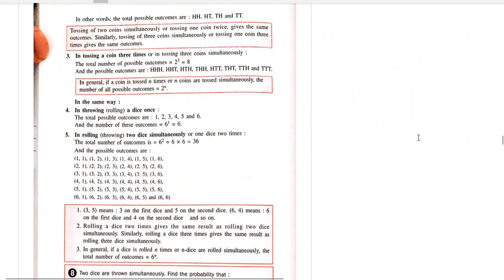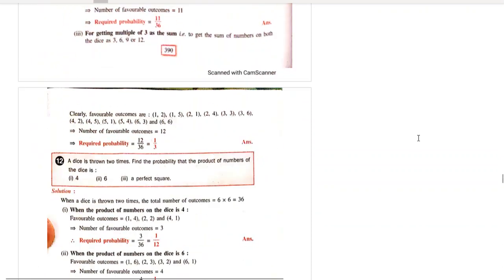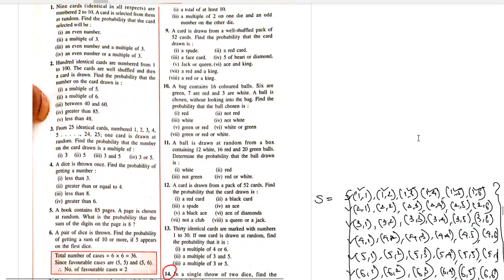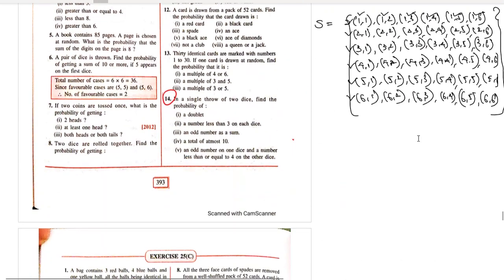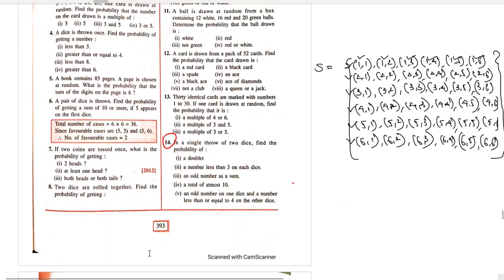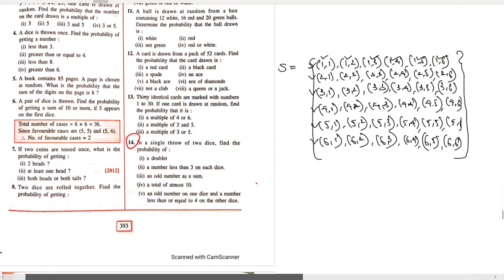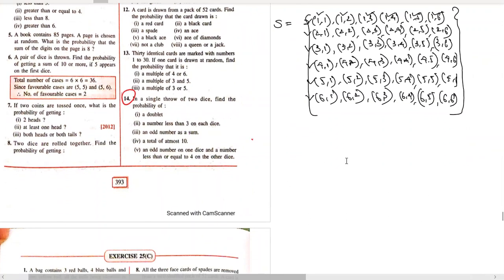Let's go ahead on to the second exercise. There are some doubts. Yes, so in the second exercise 25B, the doubt is in question number 14. Let's create some space for ourselves. Okay, in a single throw of 2 dice, find the probability of. Okay, so there are 2 dice, remember that. Find the probability of number 1, a doublet.